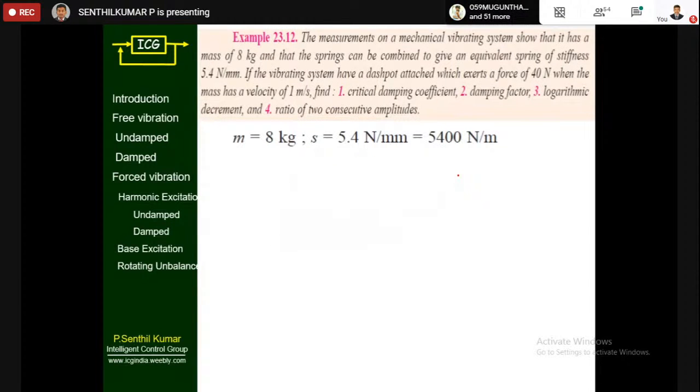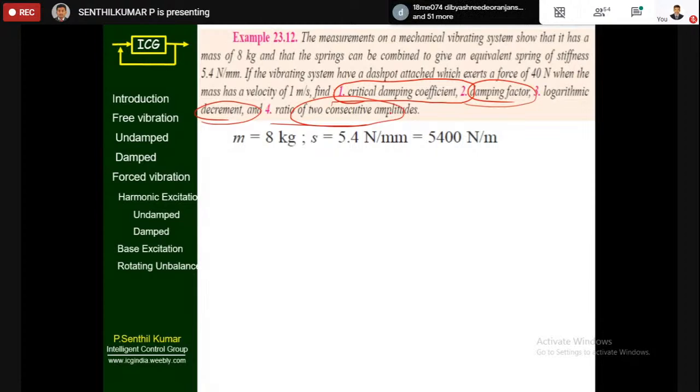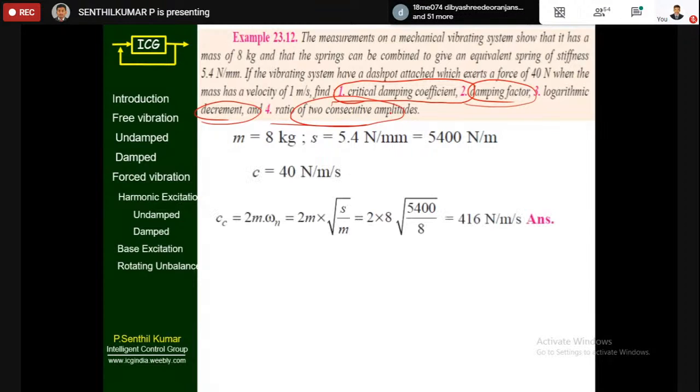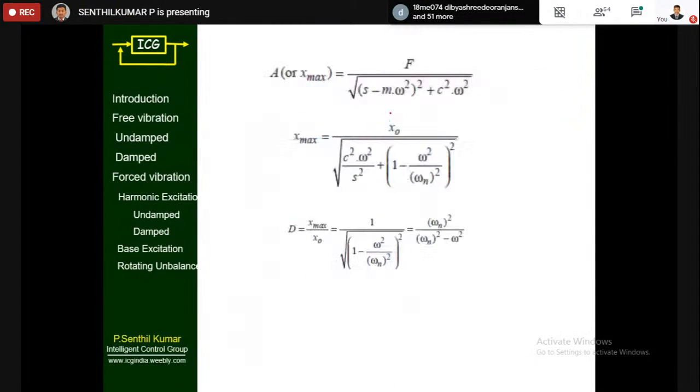So this problem, particularly, they will ask for one mark: critical damping coefficient, damping factor, logarithmic decrement, ratio of 2 consecutive cycles. They will give a simple problem. They will ask you to find out one or two things. Okay, so that's it about unit 4.